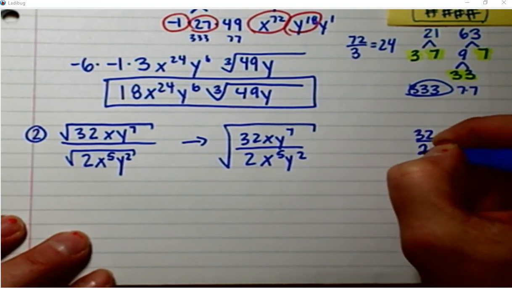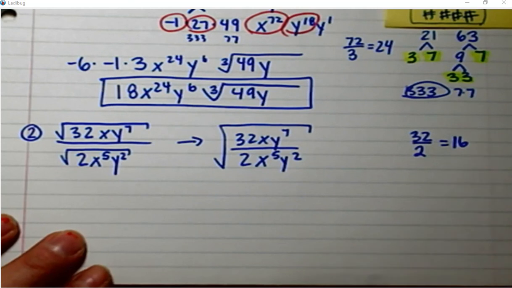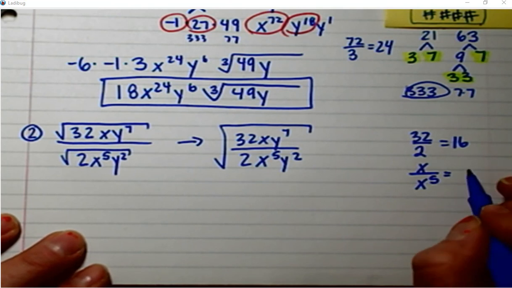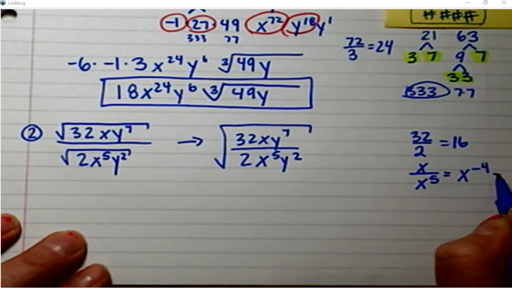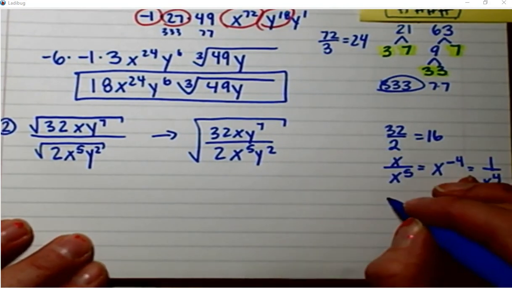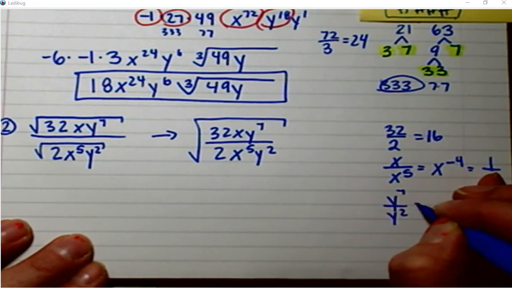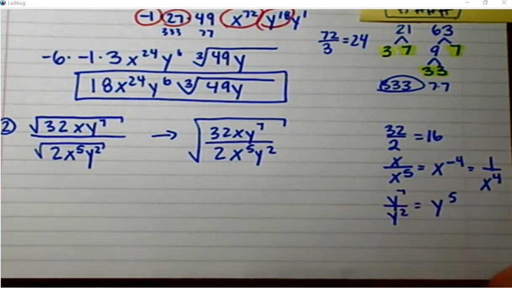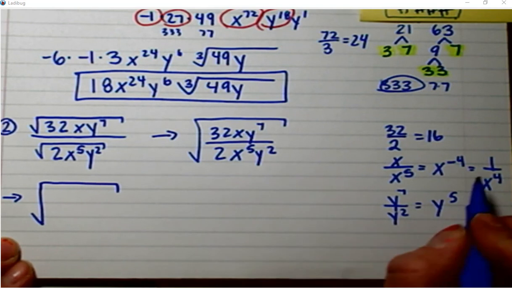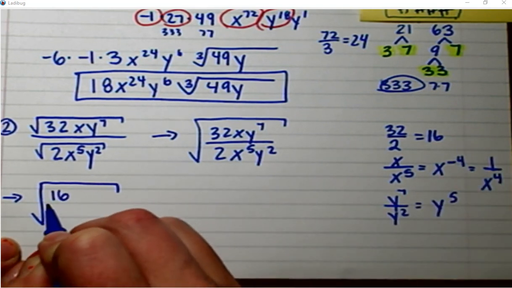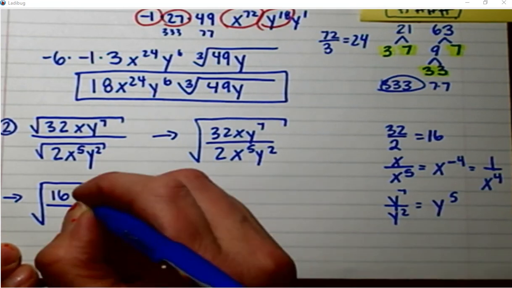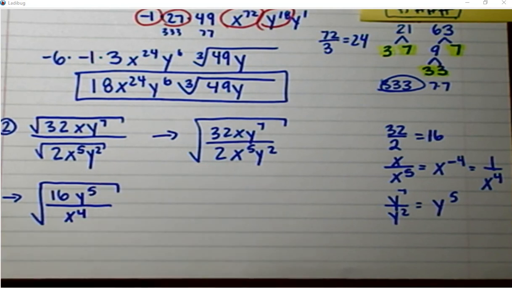Okay, so I got 32 over 2 is 16. x over x to the 5th is, okay, x to the negative 4, which is actually x to the 4th in the bottom. Then I've got y to the 7th over y squared, which if I subtract is y to the 5th. So be careful on where these things are located. All right, so the 16 is in the top, the x to the 4th is in the bottom, and the y to the 5th is in the numerator.